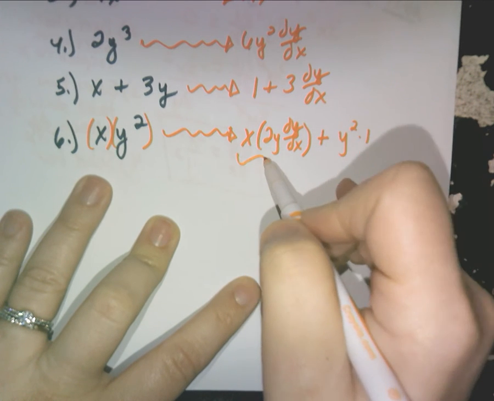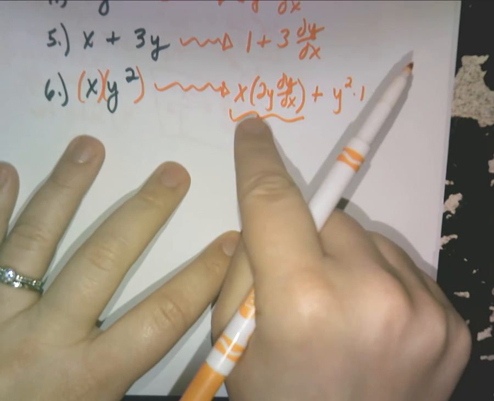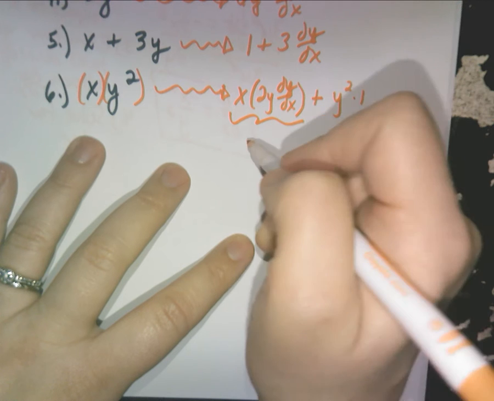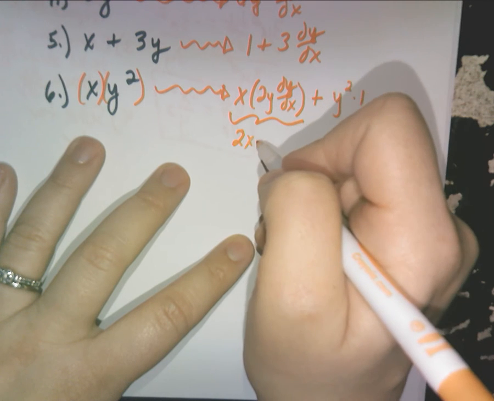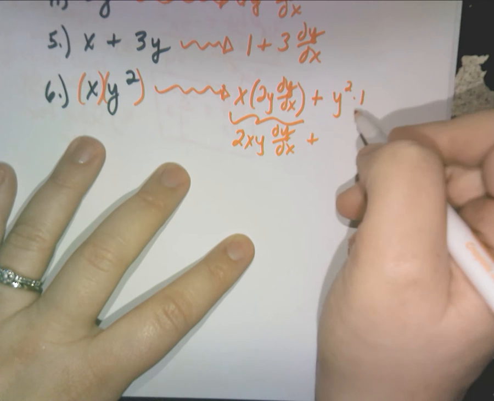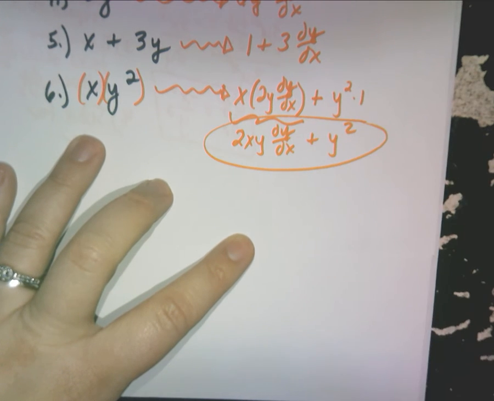So you can do it. I tell the students always because you're going to have to clean this up on the next one. You'll see it's going to get nasty. X times 2y dy dx. Another way to write that is, I always write alphabetically, 2xy dy dx. And then this one, 1 times anything is anything. And so that is actually the answer right there for that one.